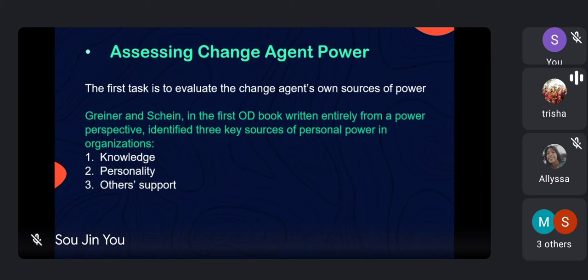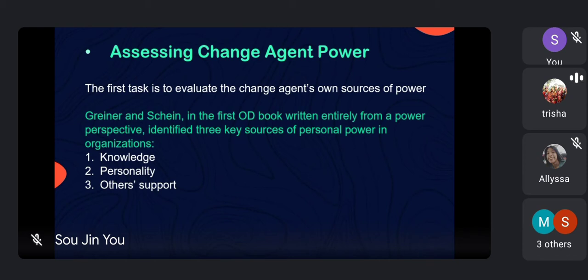Tapos yung next po is assessing change agent's power. Meron siyang tatlong key source for personal power in organization. Yung una is yung knowledge. Base of power include having expertise that is valued by others and controlling important information. OD professionals typically gain power through their experience in organization change.